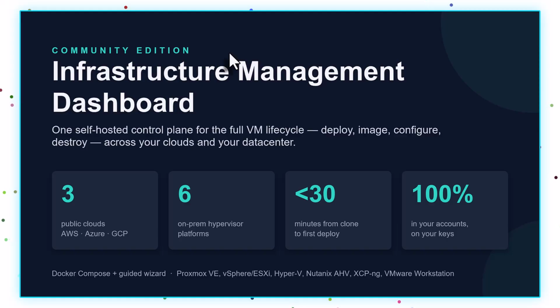That machine can be an ARM, so it could be an M series Mac. It could be a Raspberry Pi. It could be a Linux server. It could be a Windows box. Doesn't matter. Deploys into your own cloud accounts with your own credentials. Nothing phones home. You get to set it up in under 30 minutes from git clone to first deployed VM. Today's demo covers deploy, image, and teardown across all three clouds.